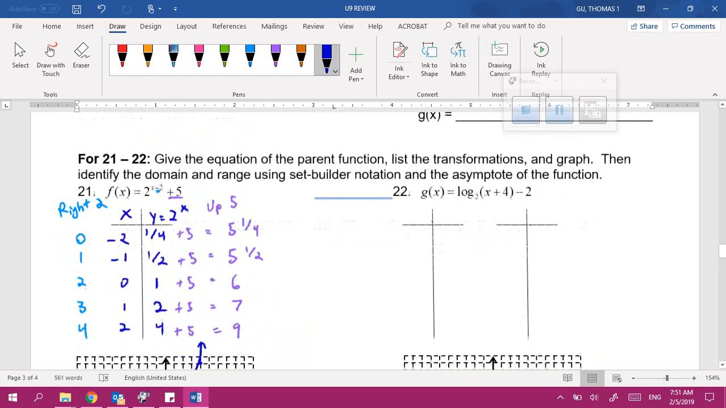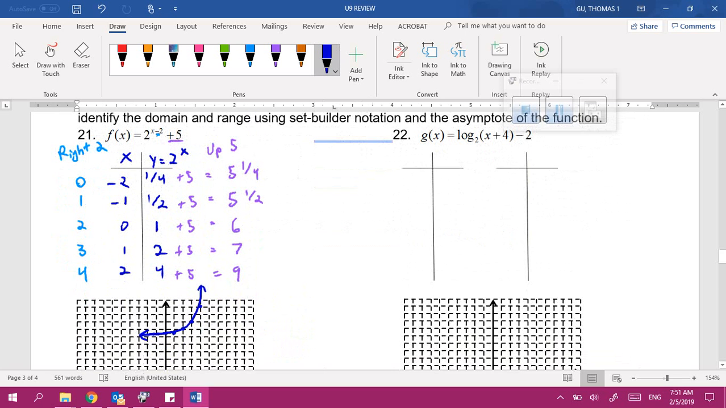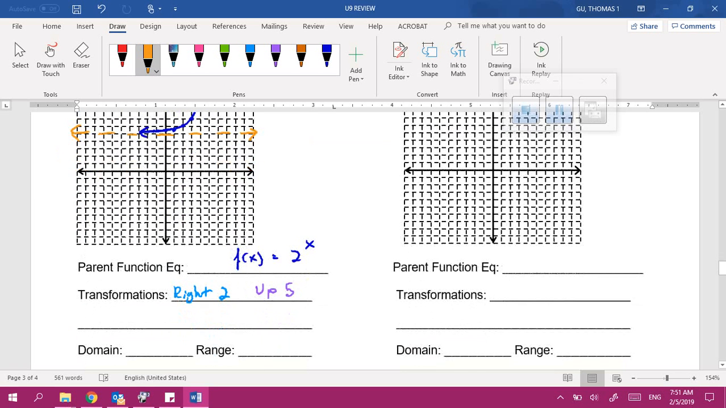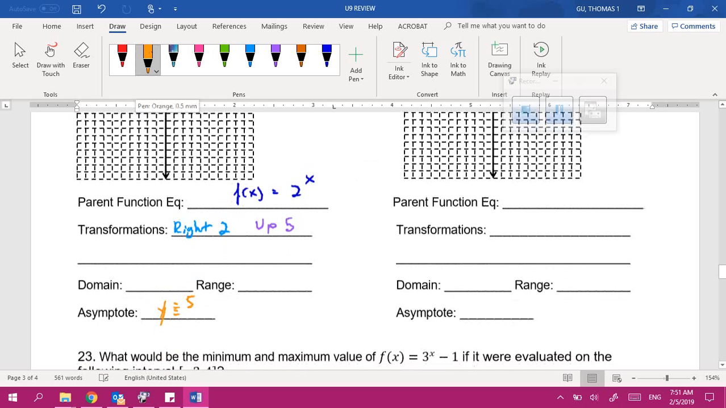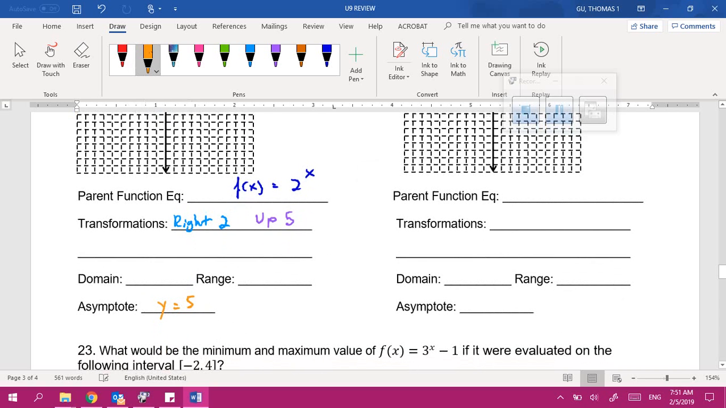All right, so now we have successfully graphed the function. Okay, so what is the asymptote here? How do you write the whole thing? Because if you write 5, you're going to get it wrong. Y equals 5, right. Asymptote y equals 5, okay? Do not write 5.